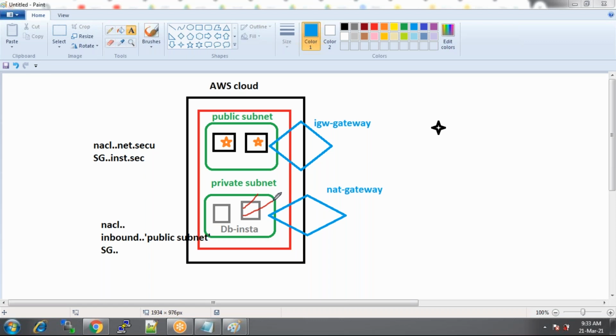If your instance wants to have internet access, then the internet access will be provided by the NAT gateway. From the NAT gateway, the request is sent to the internet gateway and to the outside world, to the internet.